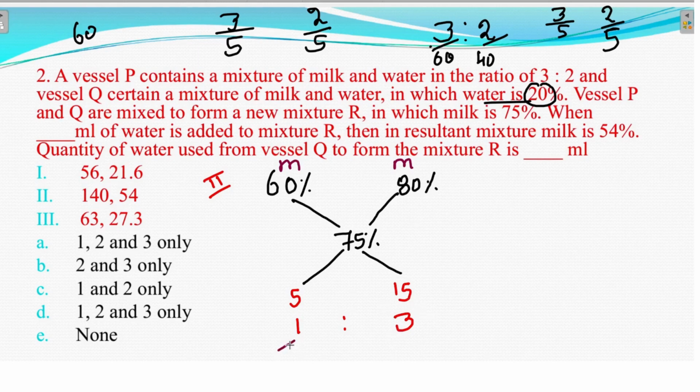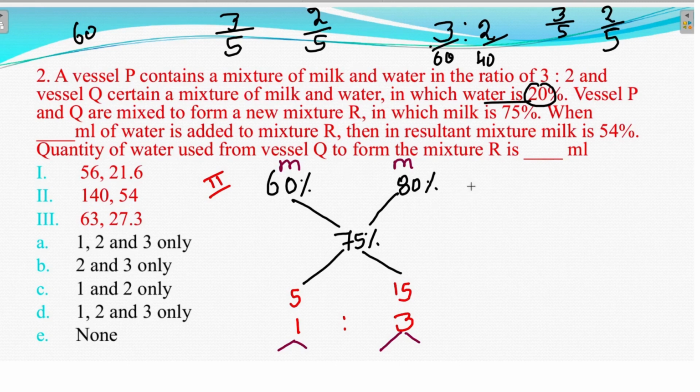In 1 part also we have milk and water, and in 3 parts also we have milk and water. As an example, from vessel P I will take a total of 1 liter of mixture and from vessel Q I will take 3 liters of mixture. Then if I mix, I will get 75% milk. That is the meaning of that.